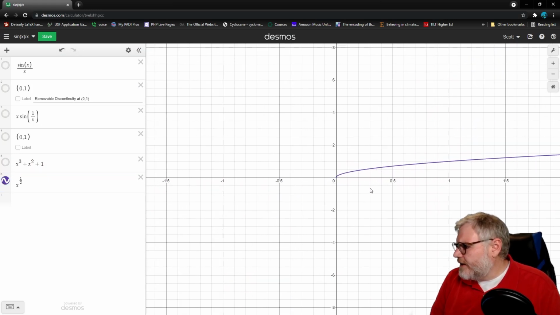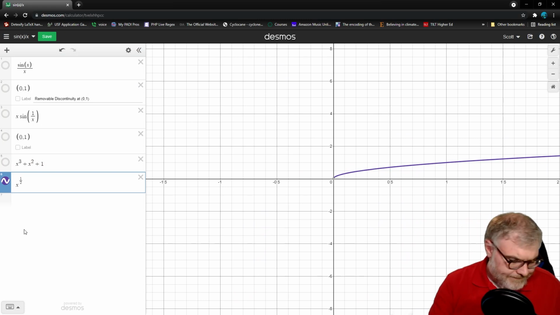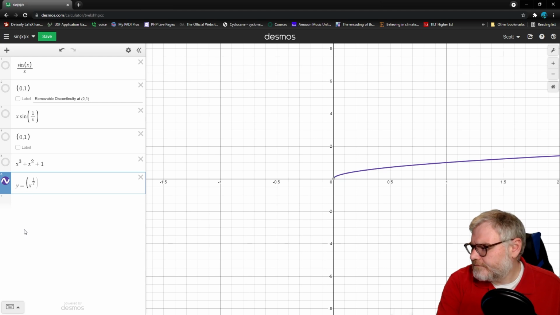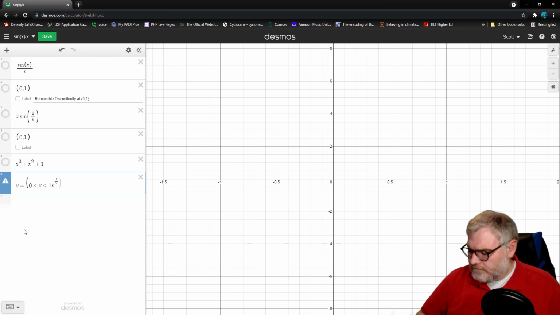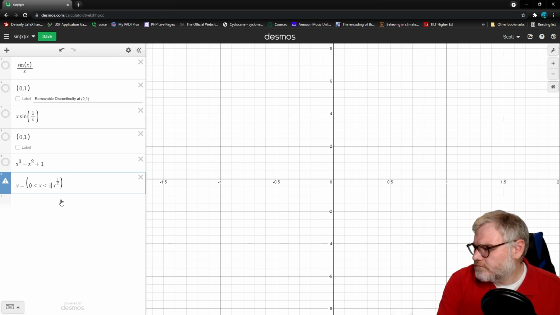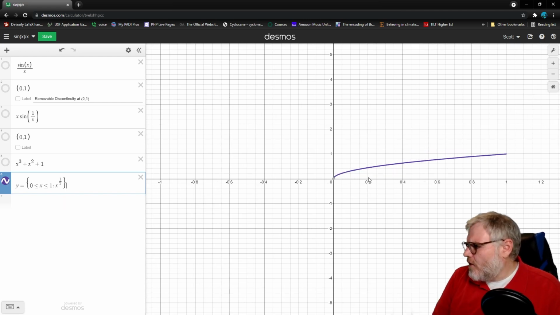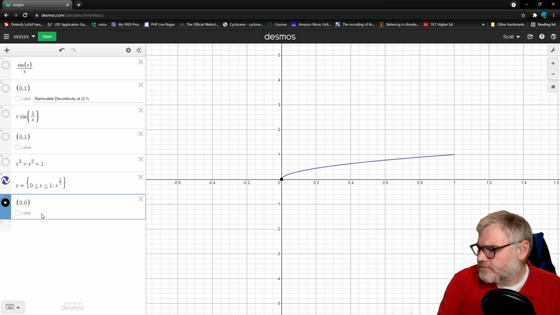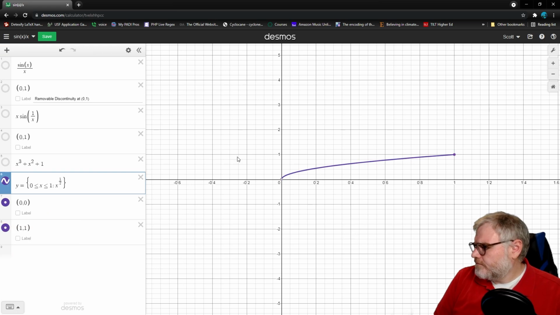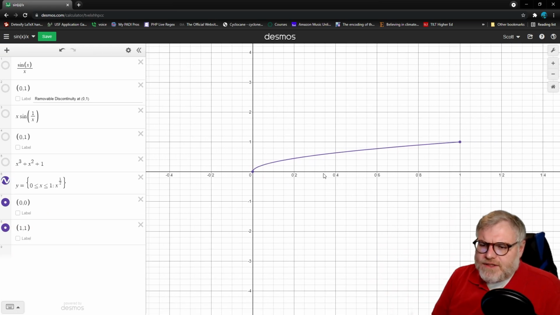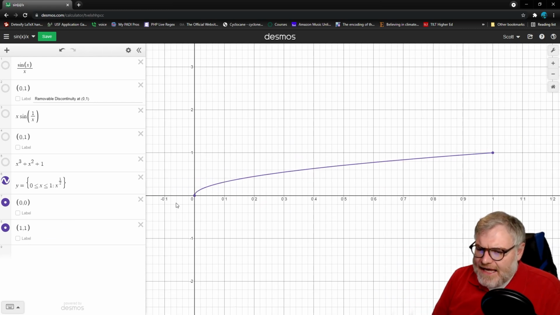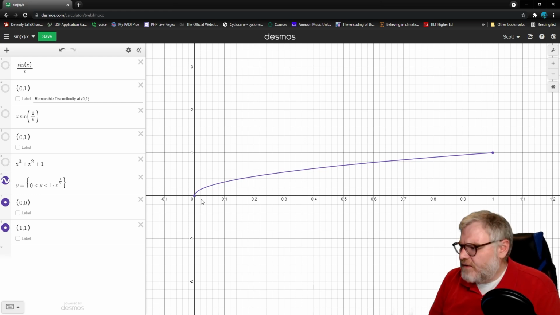I'm only interested in 0, 1. As a matter of fact, let me make it so that I'm only interested in 0, 1. If x here is from 0 to 1, I only care about the stuff on the closed interval. I don't care about the negative side here because I'm talking about the closed interval, the less than or equal to bits. So to talk about the limit from the left as I go to 0 is nonsense.